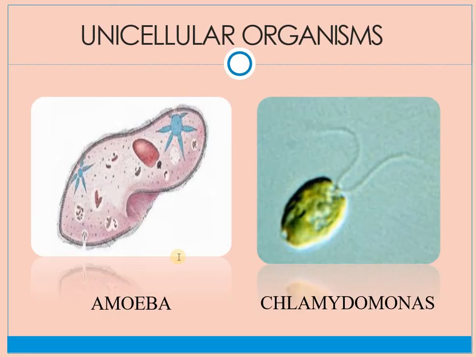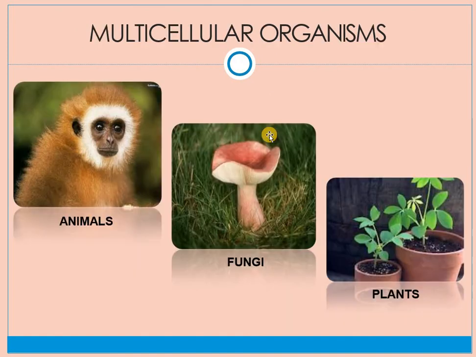Now here is a picture of unicellular organisms. Amoeba and Chlamydomonas are examples of unicellular organisms where a single cell represents the entire organism. Here is a picture of multicellular organisms. That means the body of the organism has multiple cells.